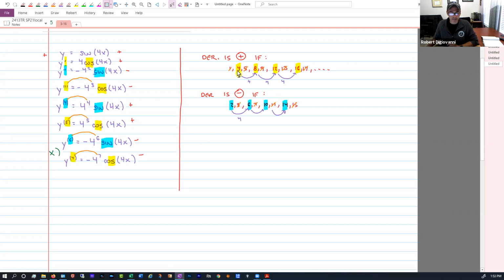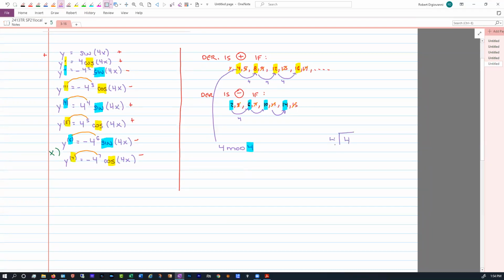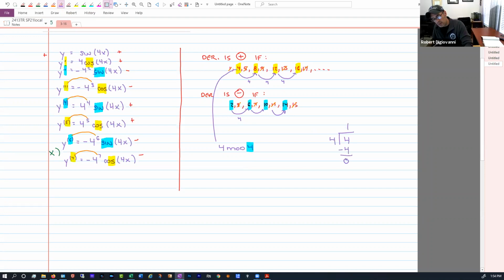Let's take this number 4 right here. I'm going to write this down and tell you what it means: 4 mod 4. This number 4 is how much we jump by each time. When I write 4 mod 4, I'm asking you to take the number 4 and divide it by 4, and tell me what your remainder is. 4 goes into 4 one time, you subtract, and you get a remainder of what?